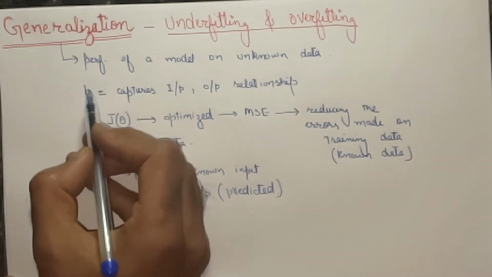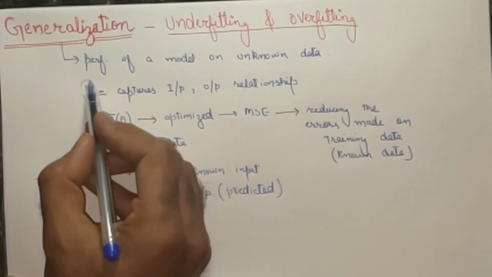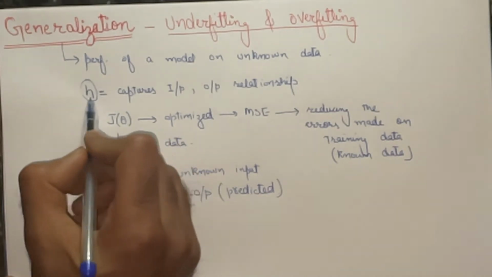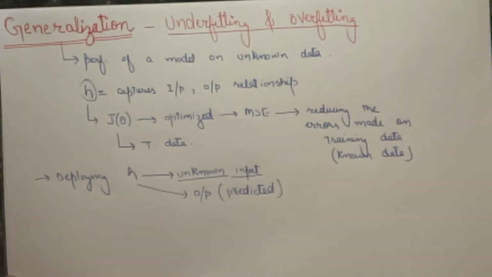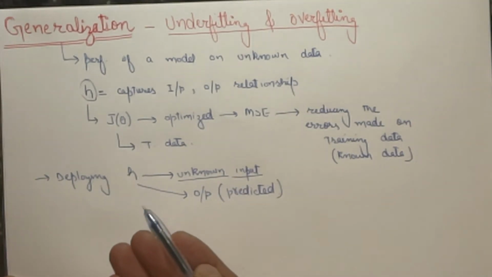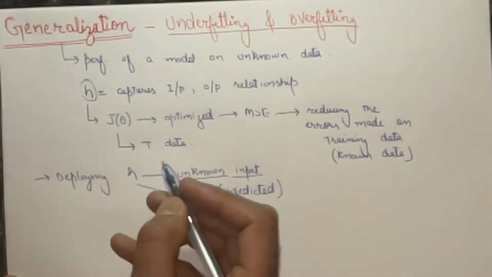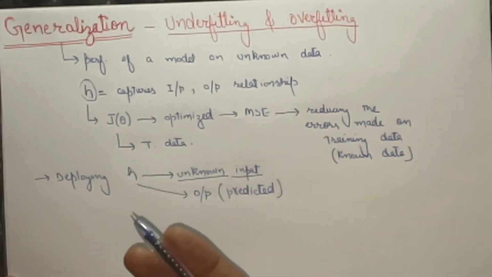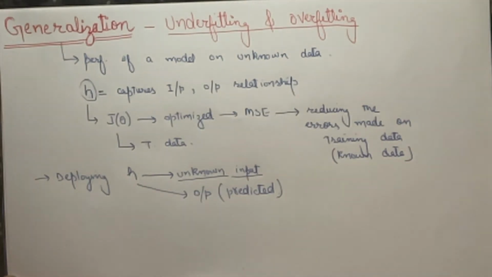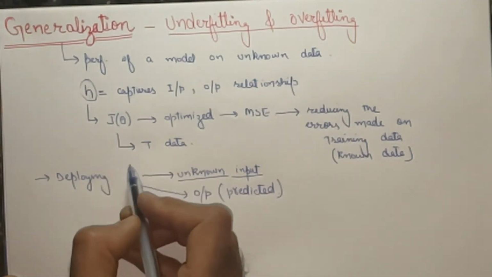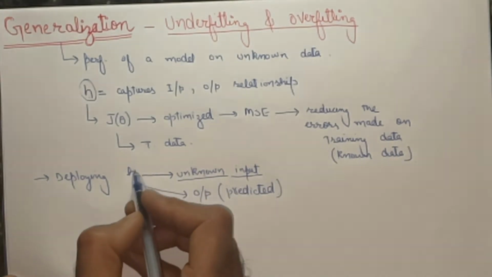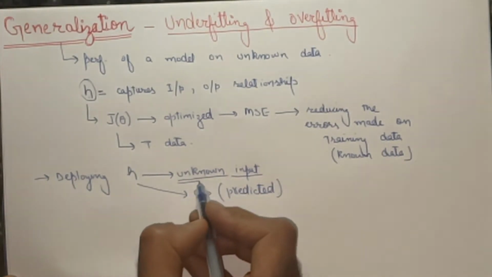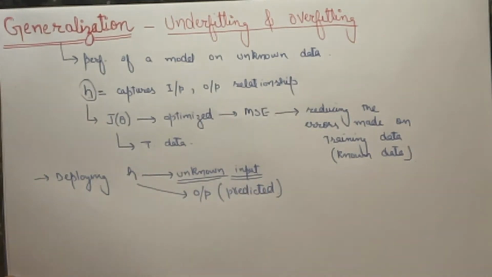So we have to see, if we find a hypothesis function, whether this particular hypothesis function is generalizing on unknown data or not. If it is not generalizing on unknown data, we will say that it is of no use, because we need a machine learning model only to predict the unknown behavior. We developed this hypothesis function by reducing the errors made on the training data, but now we have to find out whether it is working properly on the unknown input or not.